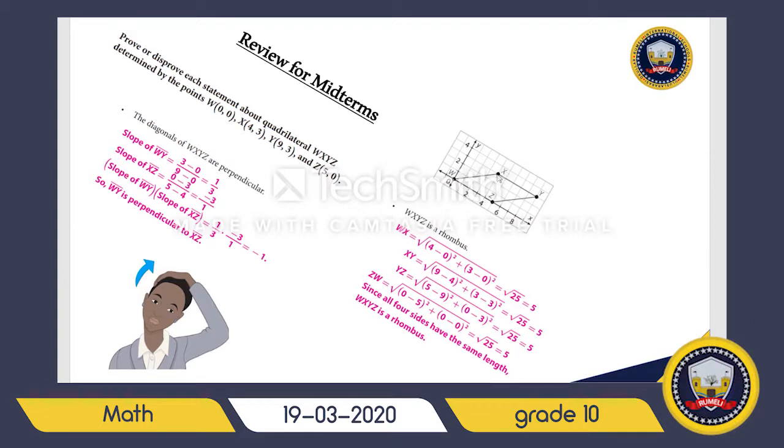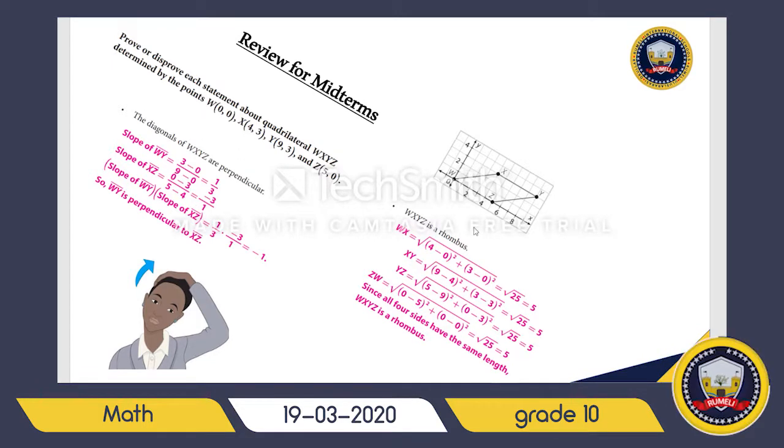I multiply them. That's what I did. WY, this is the slope, 3 minus 0 divided by 9 minus 0. Difference of y's by x's, which is 1/3. Now the slope of XZ, 0 minus 3 divided by 5 minus 4, that is -3/1. Now multiply these, 1/3 times -3 divided by 1 gives me -1. So this tells that these diagonals are perpendicular. So I proved this statement.